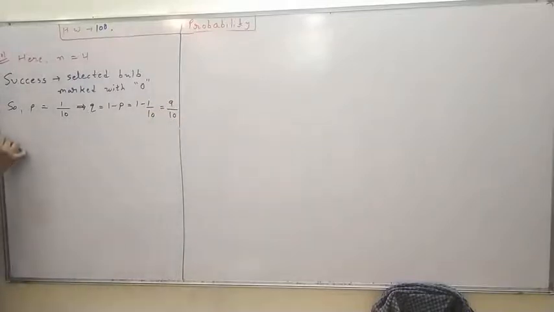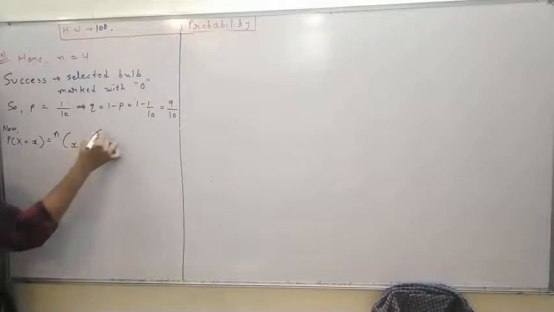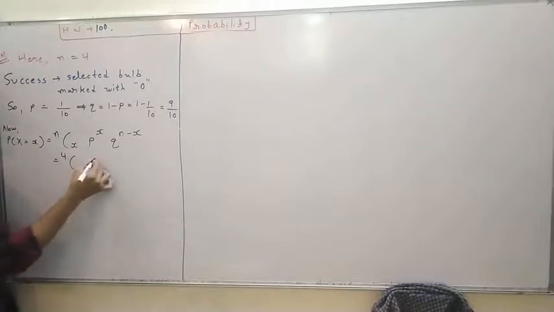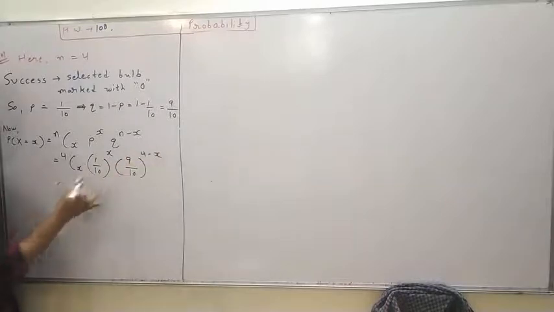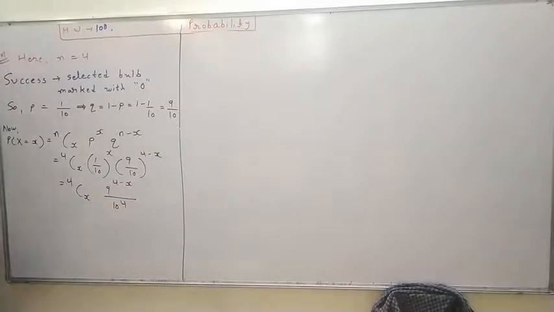Okay. Now P of x is equal to x. What is the formula for P of x is equal to x? That is nCx P raised to x Q raised to n minus x. So my n is 4, P is 1 by 10, Q is 9 by 10. So that is 4Cx 9 raised to 4 minus x upon 10 raised to 4. Now the question is none is marked with 0.